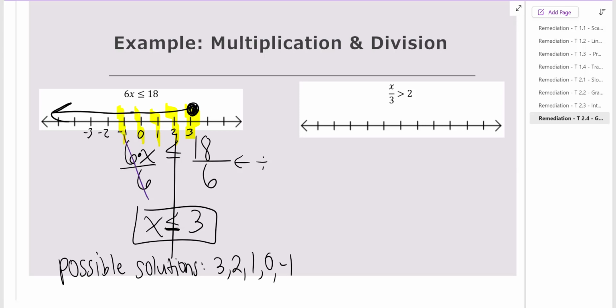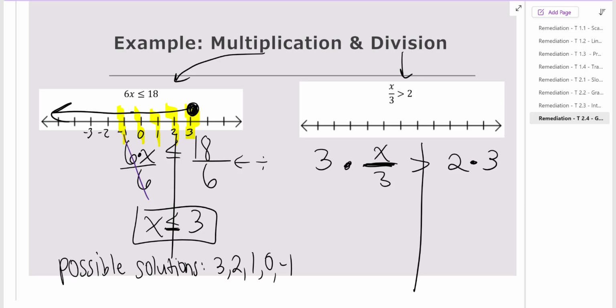Okay, the other example is an example of division. So this was multiplication. This is division. So x divided by 3 is greater than 2. Draw the line. This is division. The opposite is multiplication. Okay, if we want x alone, we need to eliminate the 3. So we're going to multiply by 3 on both sides.